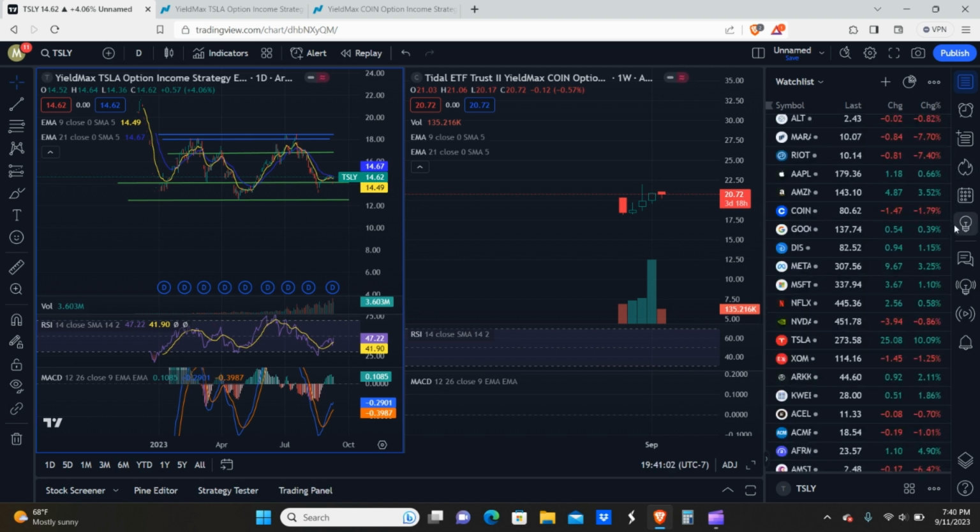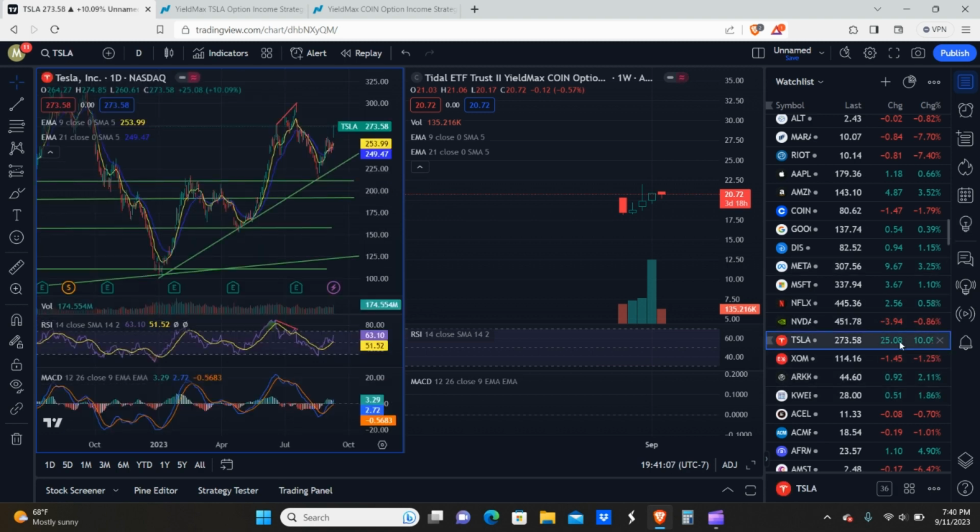So now let's take a look at TSLY. As you guys can see, TSLY is up 10% today, which reinforces the idea that there is capped upside potential in these YieldMax funds. So TSLY goes up 10%. CONY was up 4%. Keep that in mind, okay?